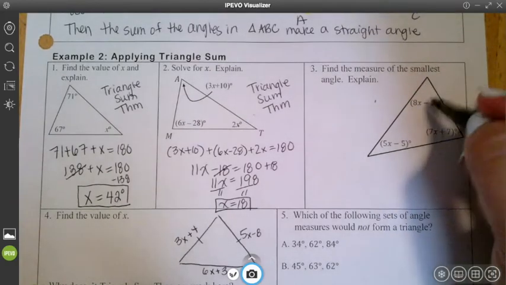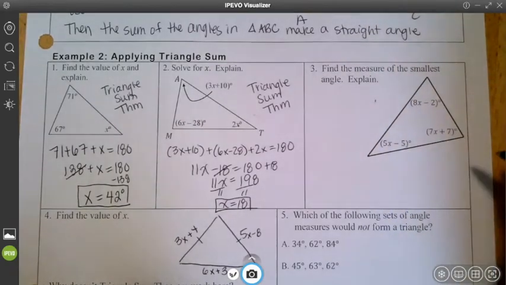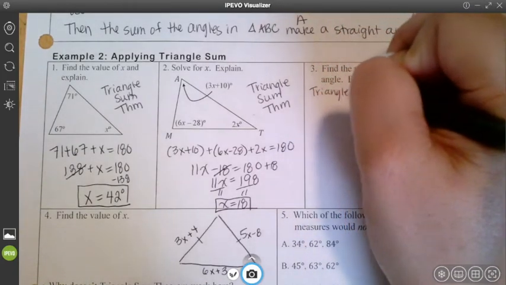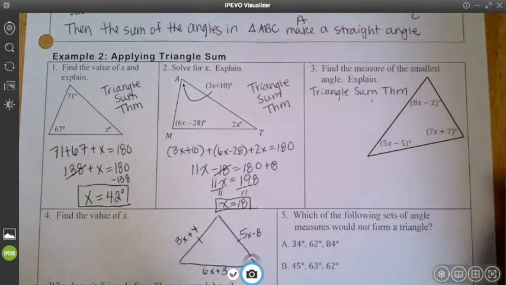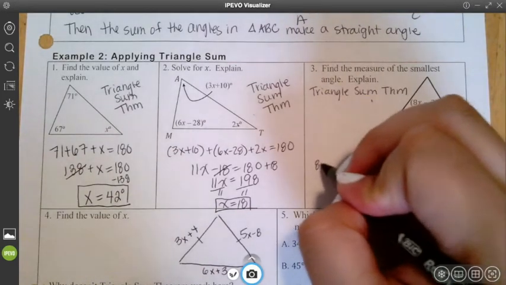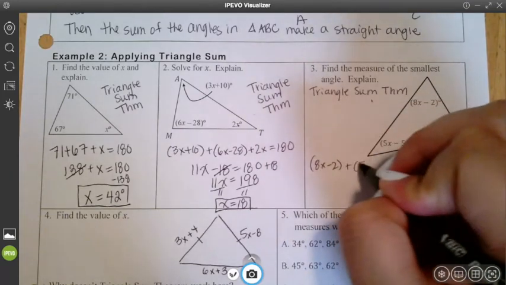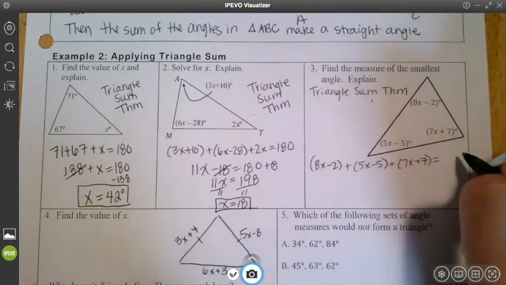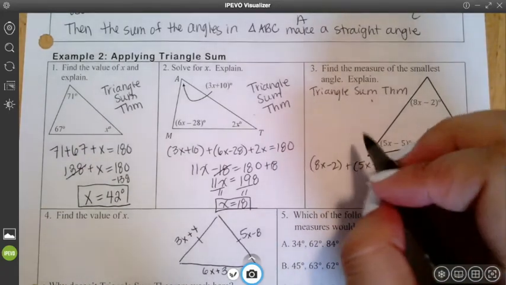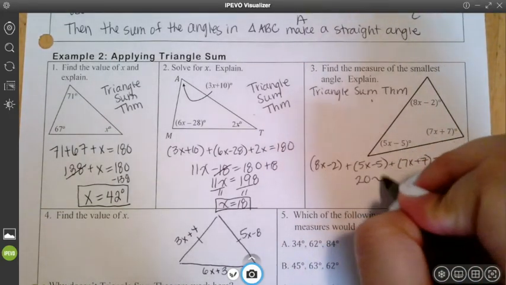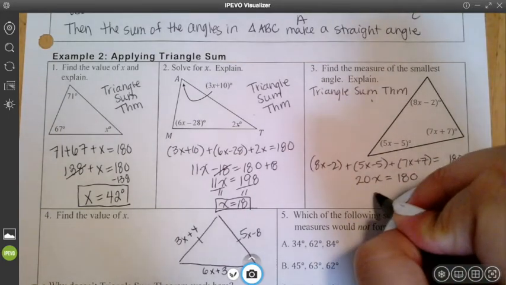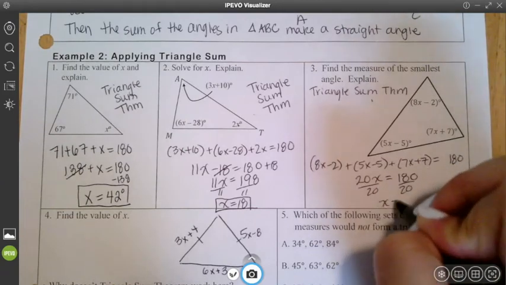Part 3, we're looking at three angles within a triangle, and that tells me I can use the triangle sum theorem, which means that 8x minus 2 plus 5x minus 5 plus 7x plus 7 equals 180. Collecting like terms, this gives me 20x plus 0 equals 180. Divide by 20, x equals 9.